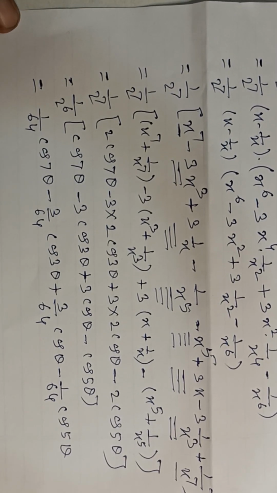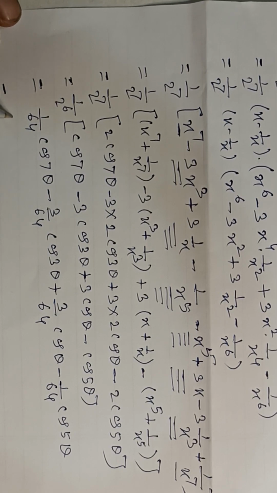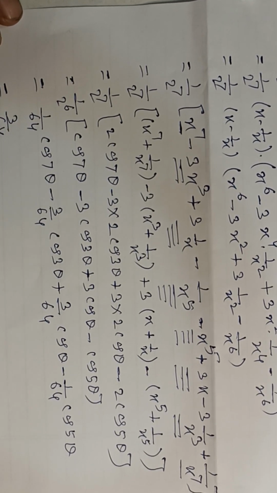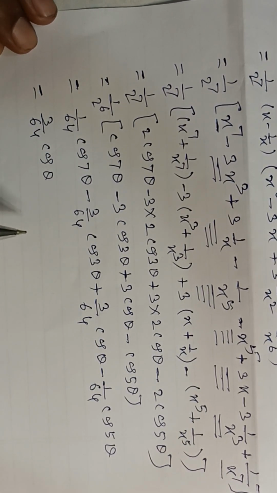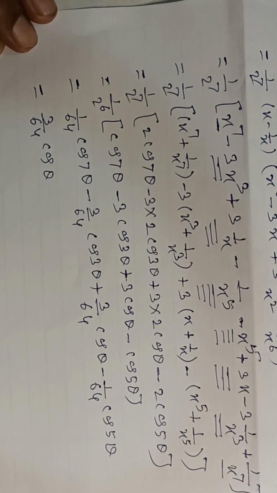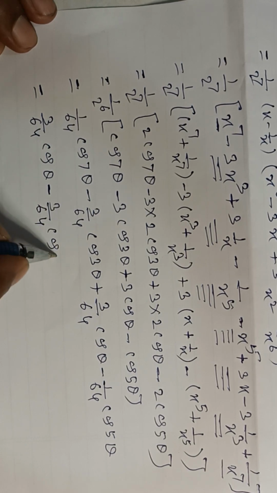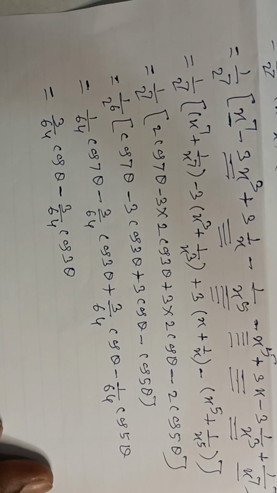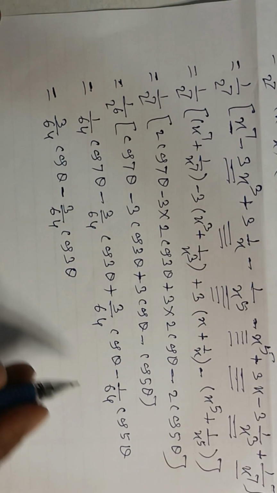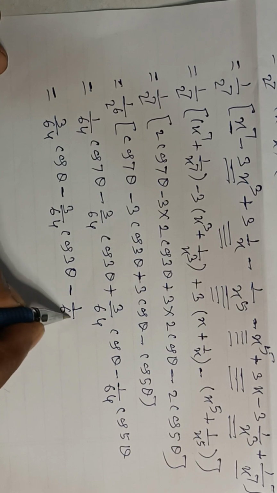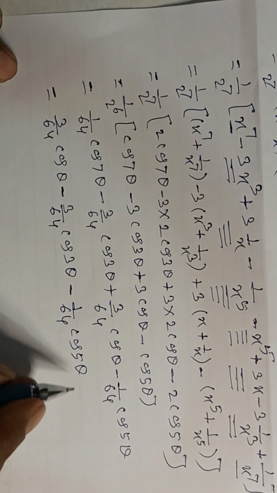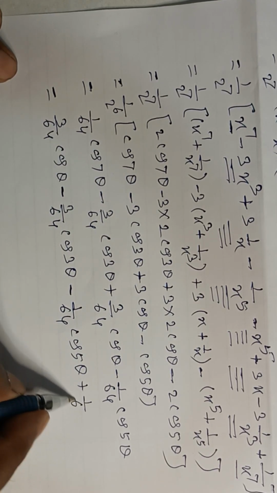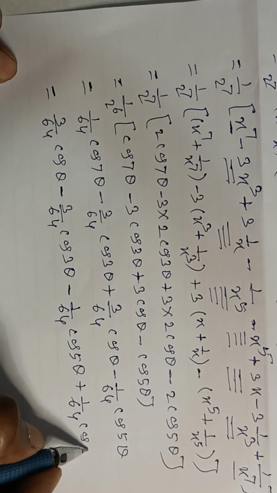Okay, let us arrange these terms. First of all, we want cos theta: 3 upon 64 cos theta. Okay, then we want cos 3 theta: minus 3 upon 64 cos 3 theta. Then we want cos 5 theta: minus 1 upon 64 cos 5 theta, and then the last term, that is plus 1 upon 64 cos 7 theta.